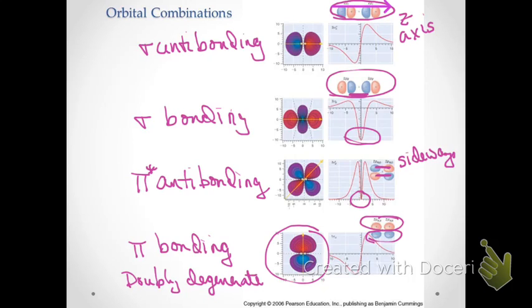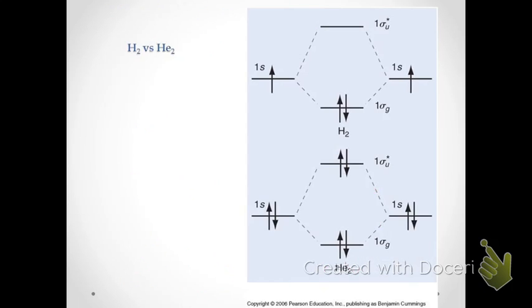We'll see that in our molecular orbital diagrams that we draw later. Now, this diagram shows the molecular orbital diagrams from comparing hydrogen H2 to helium-2. The top diagram represents molecular hydrogen, which has 2 electrons.